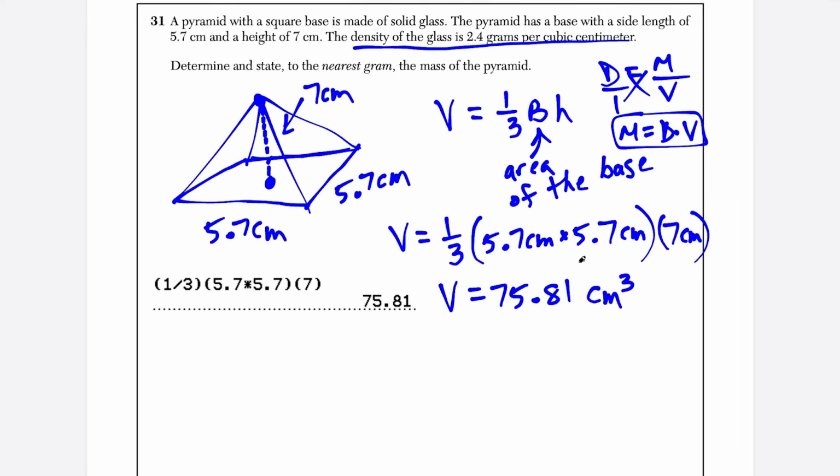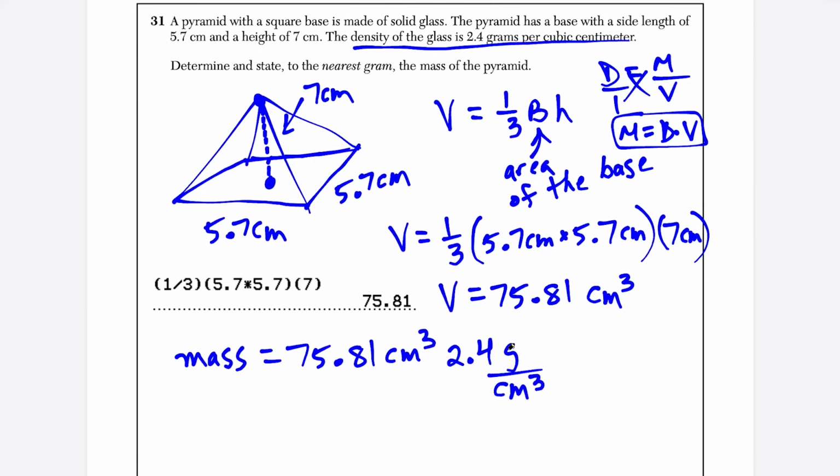But when we write the units in, I think it makes it more obvious how to find the mass. So here, we're going to say the mass is equal to, we have the volume is 75.81 cubic centimeters. And we multiply by the density, which is 2.4 grams per cubic centimeter. So I'm writing grams over cubic centimeters, and notice that the units cancel out. Okay, these terms cancel, and we're left with just grams. So the mass, now all I have to do is 75.81 times 2.4.